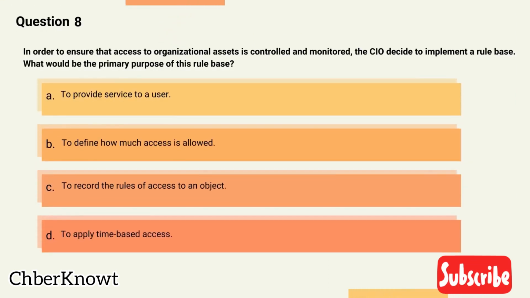Question 8. In order to ensure that access to organizational assets is controlled and monitored, the CIO decides to implement a rule base.